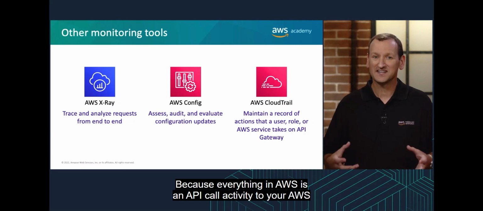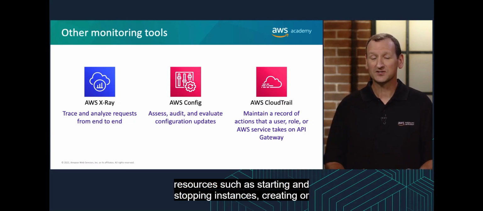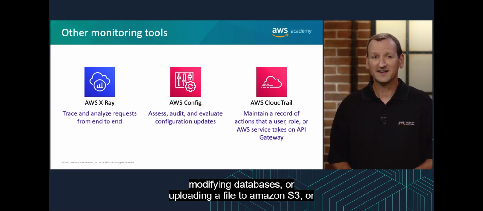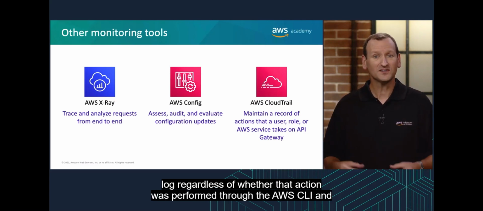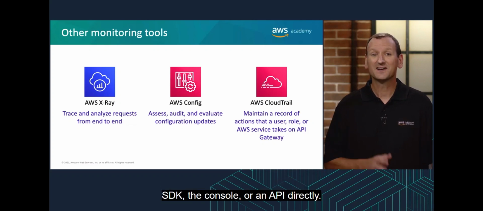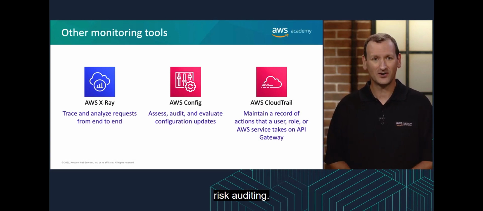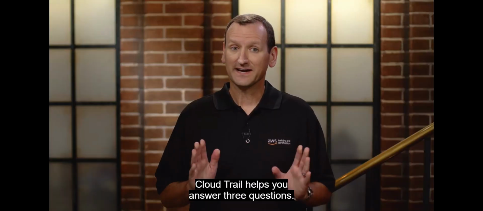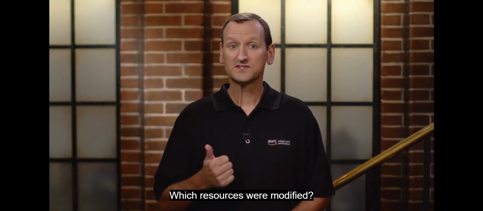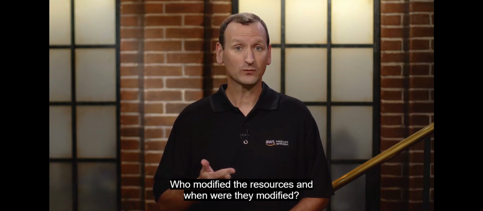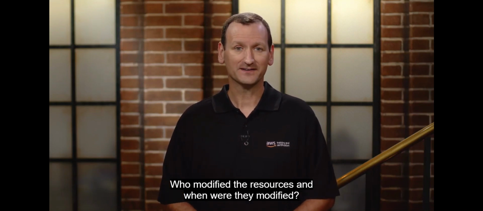Because everything in AWS is an API call, activity to your AWS resources, such as starting and stopping instances, creating or modifying databases, or uploading a file to Amazon S3, are logged, regardless of whether that action was performed through the AWS CLI, an SDK, the console, or an API directly. This is a crucial tool to help simplify your governance, compliance, and risk auditing. CloudTrail helps you answer 3 questions: which resources were modified, who modified the resources, and when were they modified.